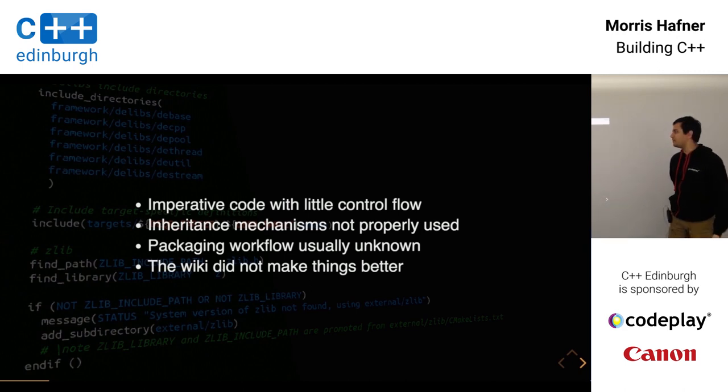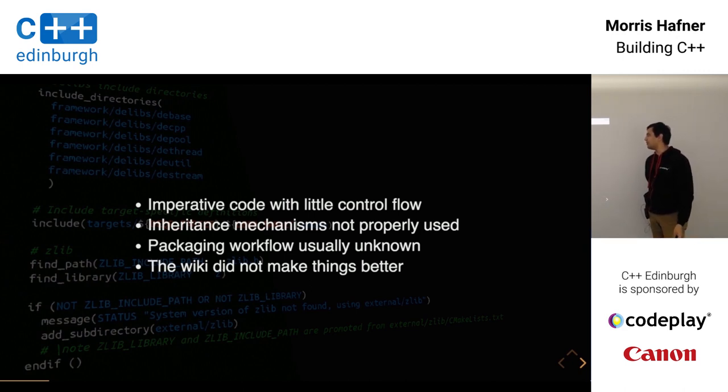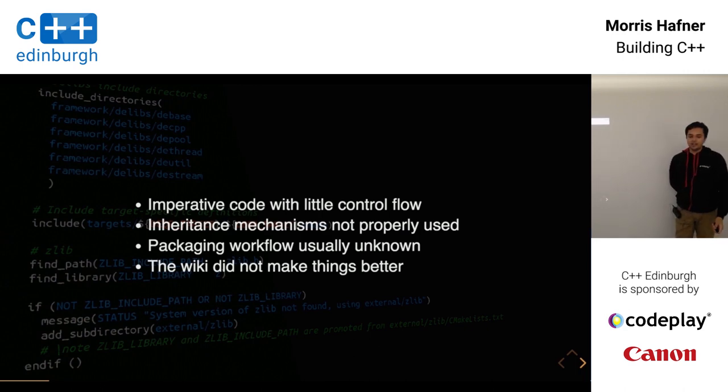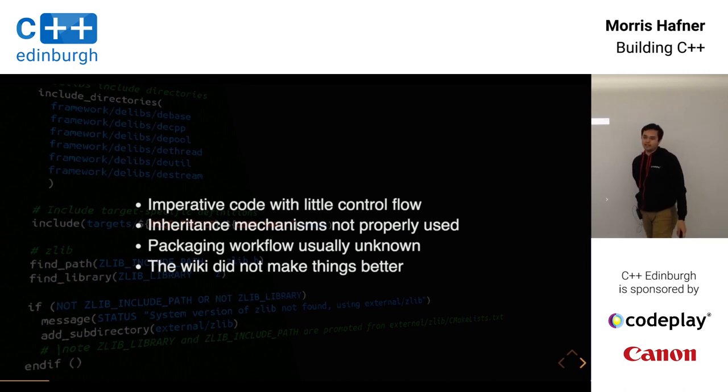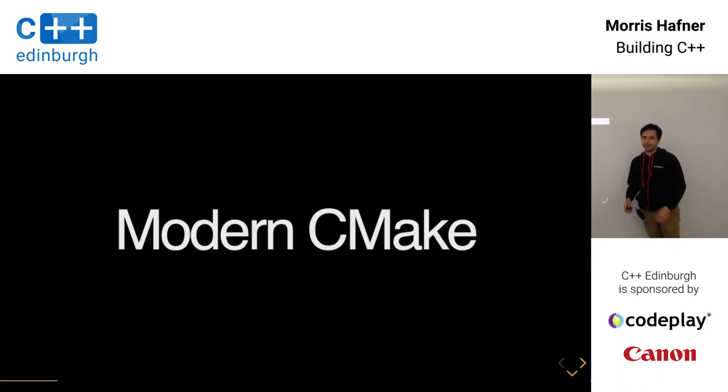The packaging mechanism, which also exists in CMake, is usually unknown, so people don't really know how to deal with that. And the wiki didn't improve things. Most information on the wiki is outdated, and they fortunately recently put a warning on top of the wiki that you shouldn't trust information because it's outdated. But yeah, for many years, people used this as a learning resource on CMake because it was hosted on Kitware as a wiki. It was accessible. It was the best that you could get. And if you just type in CMake tutorial, it shows up as the first result. So it's obvious that it's an important resource.